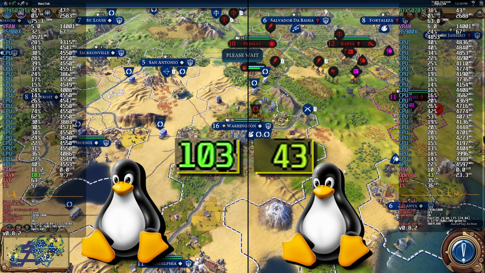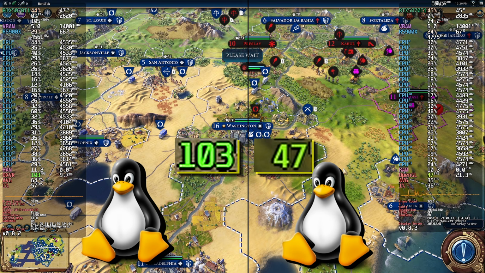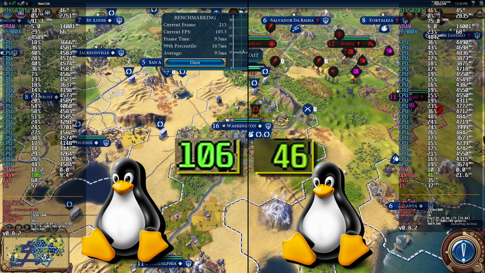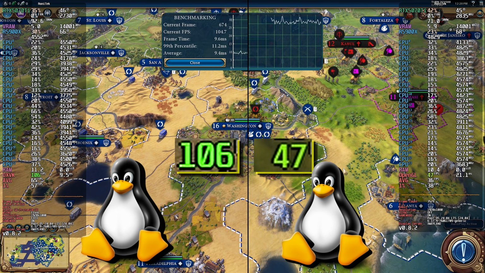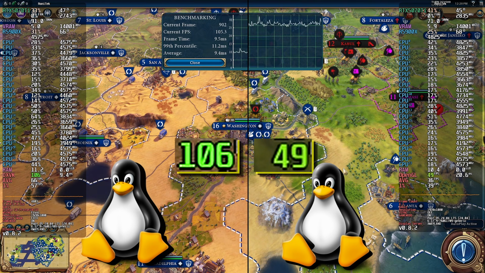Okay, graphic test first. On the left side we have DXVK, on the right side we have OpenGL. Performance difference: 2.53 times, depends.